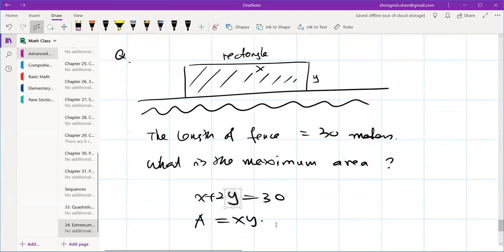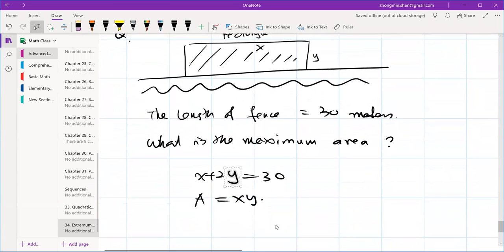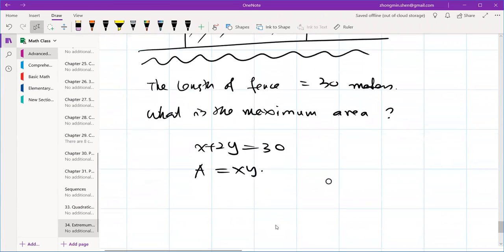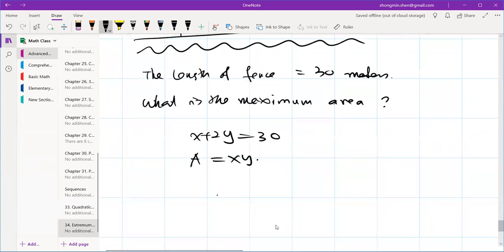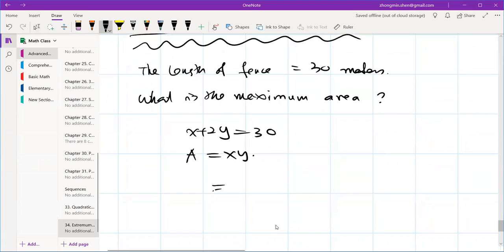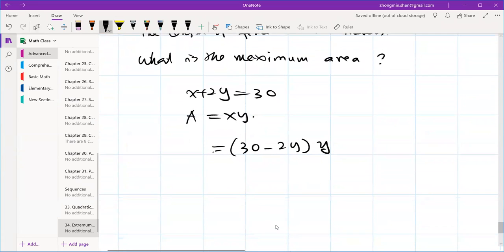The side different here, right? So now you can use the y variable, you can use the x variable, it really doesn't matter, okay? It's easier to use the y variable because x is going to be 30 minus 2y, times y, okay? So it's going to be 2y times 15 minus y.